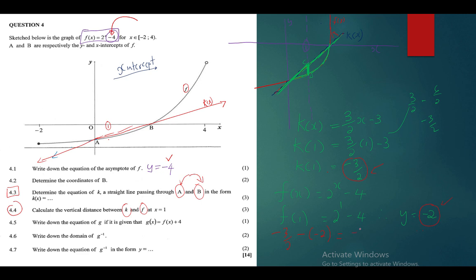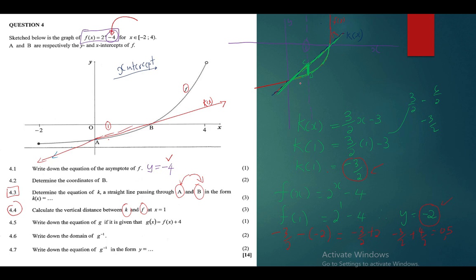So this is the same as negative 3 over 2 plus 2. What is negative 3 over 2 plus 2? Is negative 3 over 2 plus 4 over 2, which is 0,5. So the vertical distance between k and f is 0,5, meaning from C to D, the distance there is 0,5.